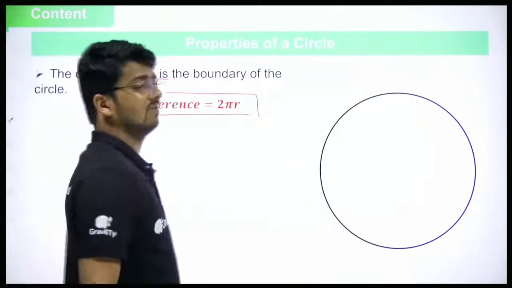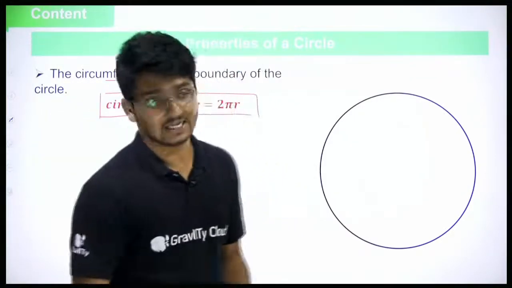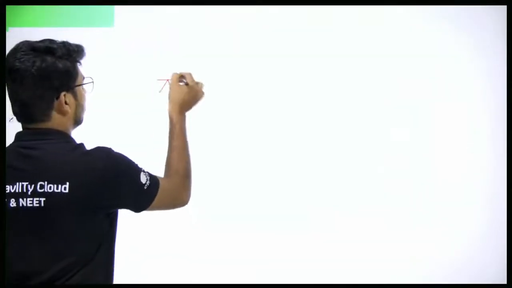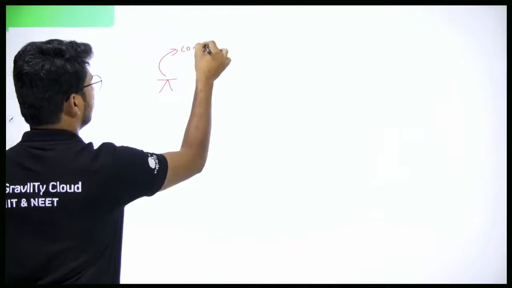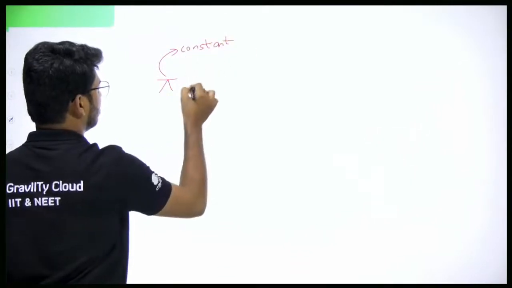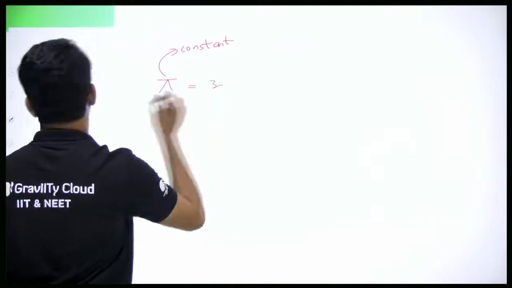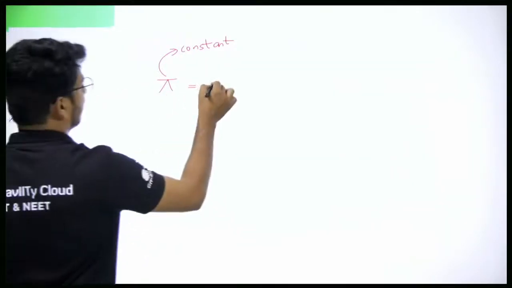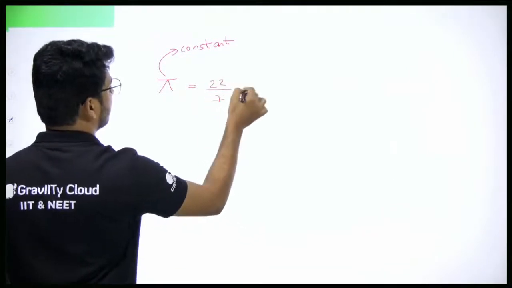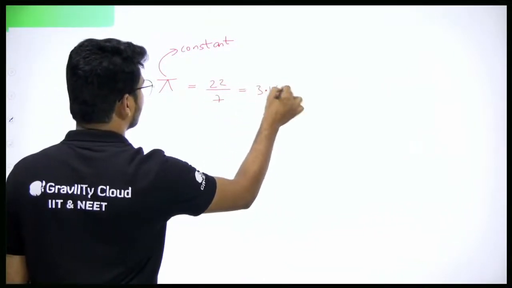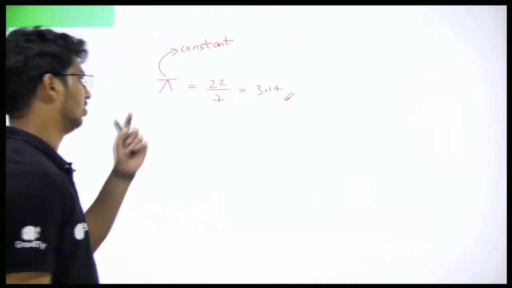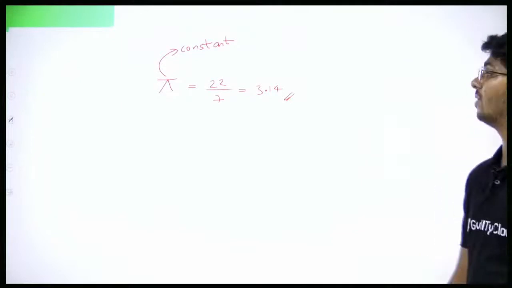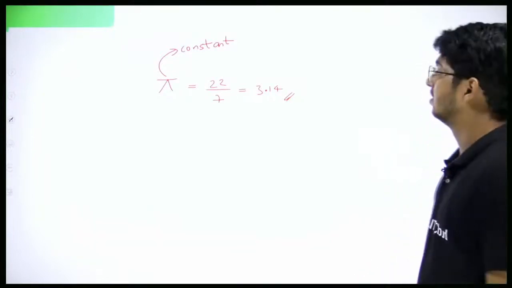We discussed pi when we discussed the area of a circle. We'll discuss it again now. What is pi? Pi is just a name. Pi is a constant. What does constant mean? Its value never changes. So pi is a constant whose value is approximately 3.14, not exactly. Or you can say in fraction, 22 by 7. Fraction 22 by 7 and decimal 3.14. That's how it is. So pi is a constant. Clear?